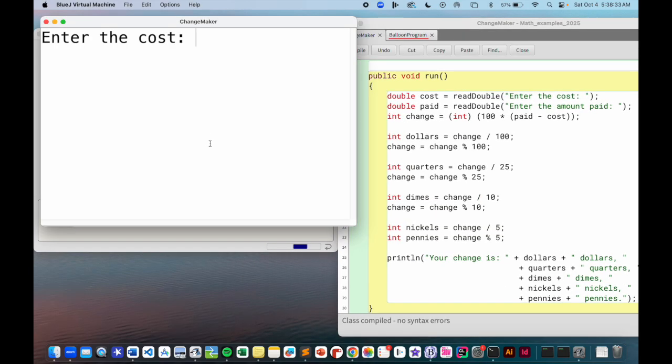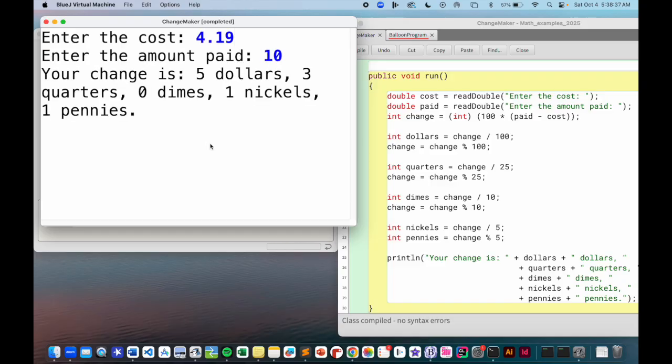And let's enter the cost. Let's do $4.19, and the amount paid is $10. And I believe it does tell me $5, 3 quarters, 0 dimes, 1 nickel, 1 penny, or 1 nickels, 1 pennies. That's fine. Okay, looks pretty good.